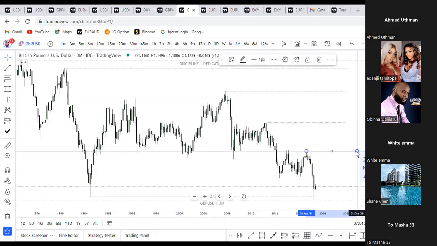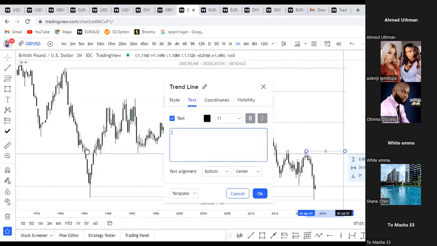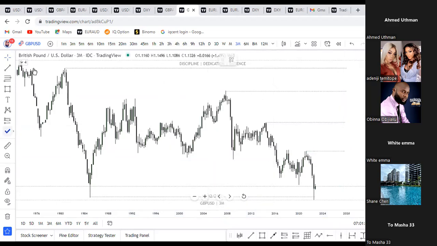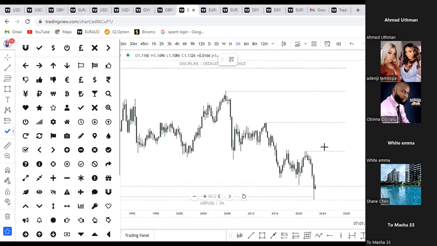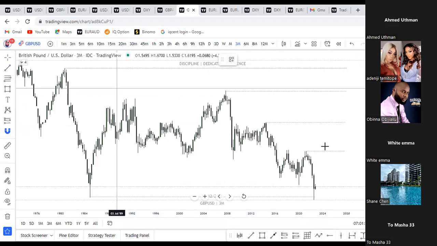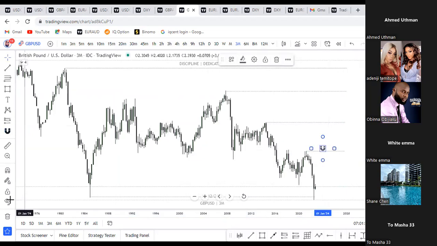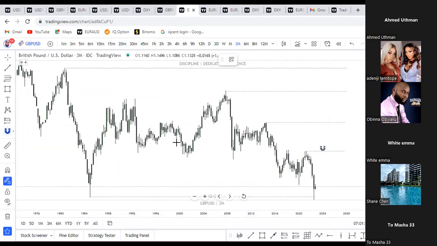Why? Above those fractal highs, what is resting there? Stop losses of people that are selling. Draw on liquidity, draw on liquidity.